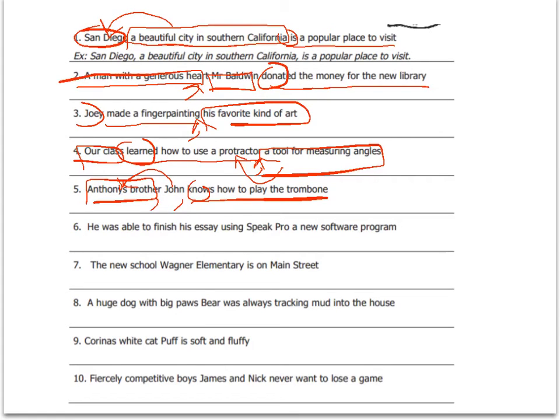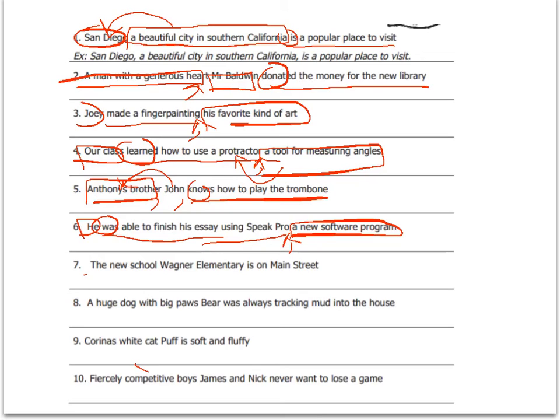Number 6, he was able to finish his essay using SpeakPro, a new software program. "Was able to finish his essay" is the predicate. "He" is the subject. Using SpeakPro, okay. Then what is SpeakPro? It's a new software program. That's your appositive.